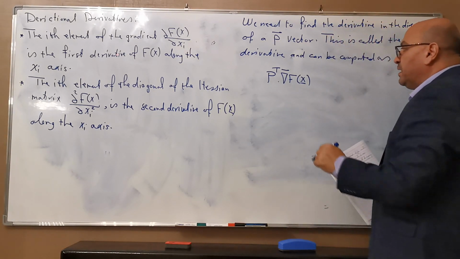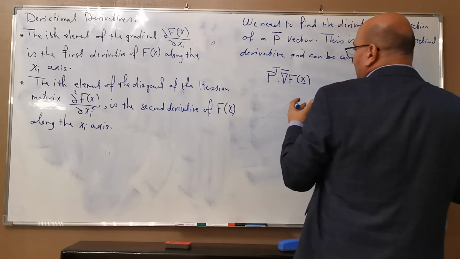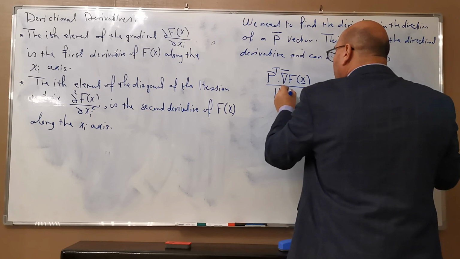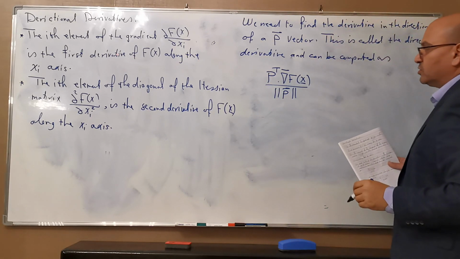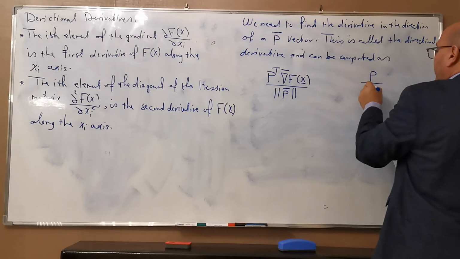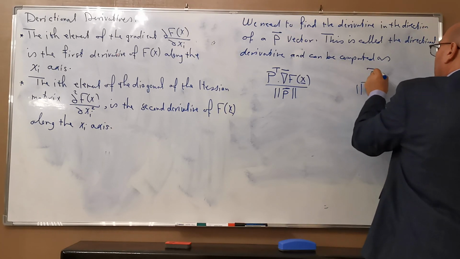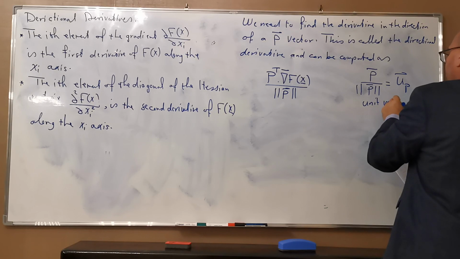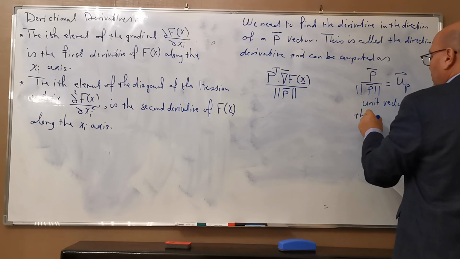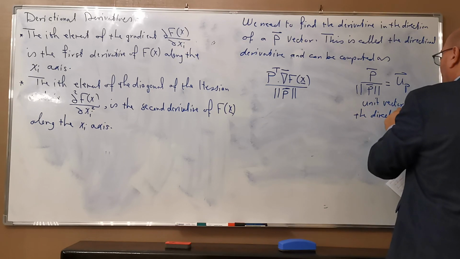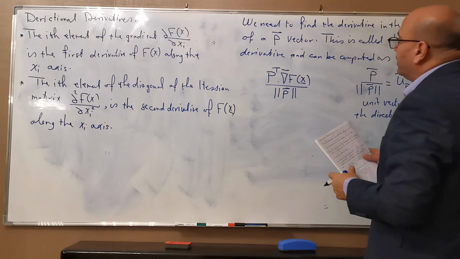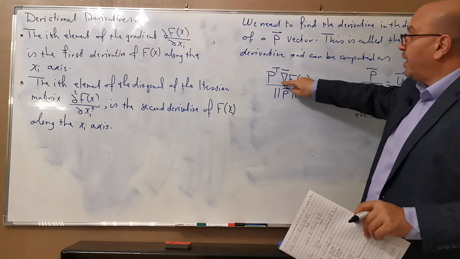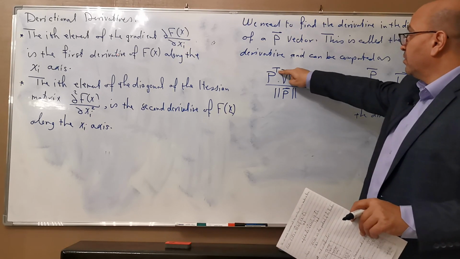The magnitude of p is not an issue, so we will divide by the norm of p, so that we take just a unit vector in the direction of p. So p over the norm of p is a unit vector in the direction of p. We need to find the derivative in the direction of p, so we do the inner product between p and the gradient. Okay?